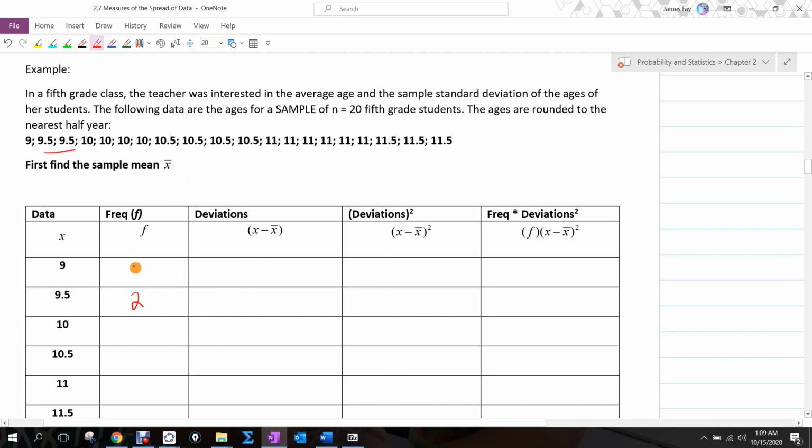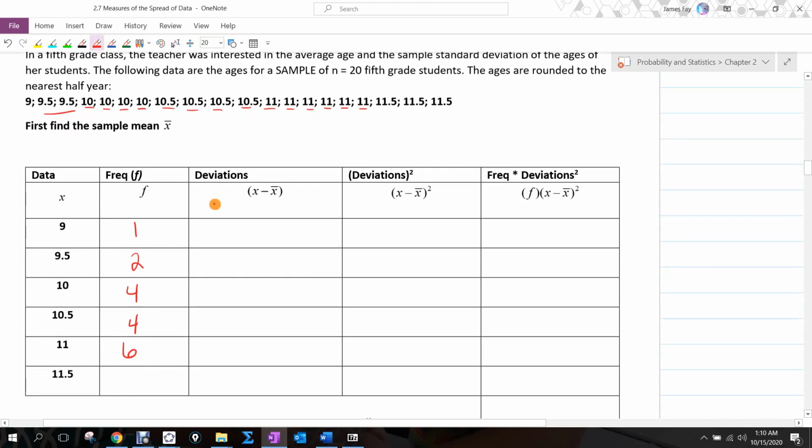I'm going to go through and count the frequencies. I got frequency of 1 there, 1, 2, 3, 4 there, 10.5, 1, 2, 3, 4 again. 1, 2, 3, 4, 5, 6 there. And then 11.5, there's 3 of them. So I'm just going to double check, make sure that I've got a frequency that adds up to 20. I had 20 students, so there's 10, 17, 20. Okay, so I'm good there.